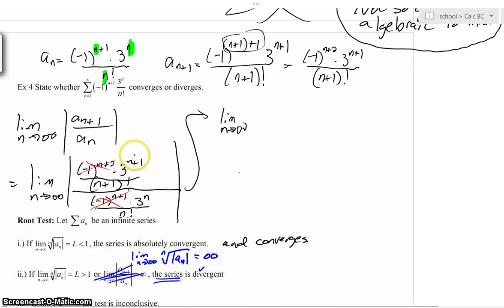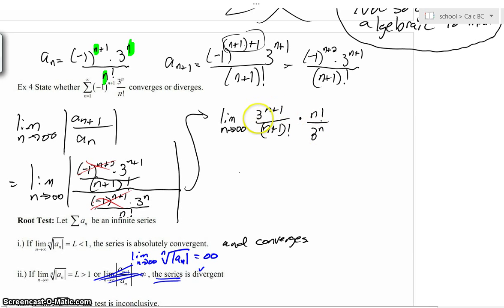So we've got our top fraction here. That's 3 to the n plus 1 all over n plus 1 factorial. And dividing by a fraction is the same thing as multiplying by its reciprocal. So we can multiply by n factorial over 3 to the n. Now I hope you know that 3 to the n plus 1 and 3 to the n, this is a number of 3's multiplied together n times.